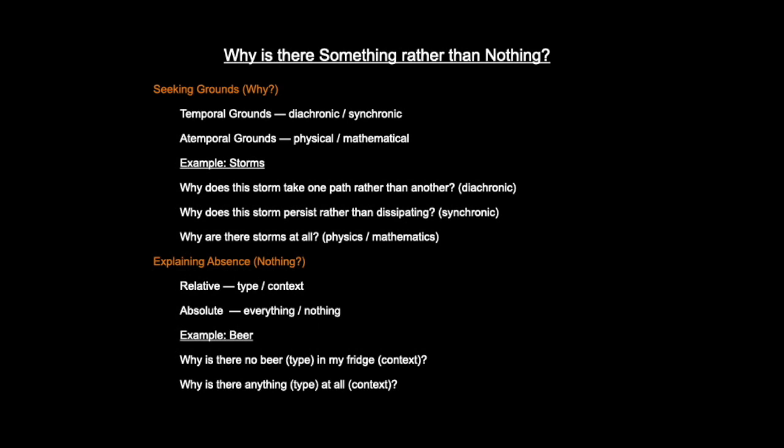Let's talk about nothing. Nothing rather than something. And we could even talk about nothingness, if we wanted to. Now, when we're asking why there's nothing, what we're doing is, in a certain sense, explaining absence. And what I want to do is to distinguish between two different kinds of absence: what you might call relative absence, and absolute absence.